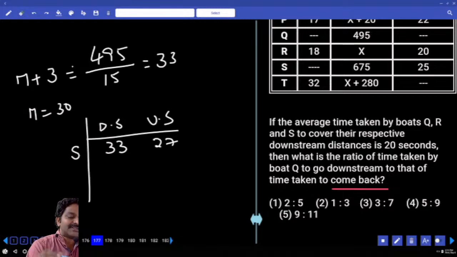Which ratio is this? Speed ratio. Can you tell me the simplified value? 11 is to 9. Then the time ratio must be 9 is to 11.